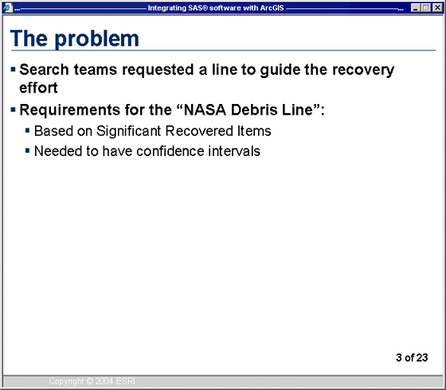The significant recovered items are a set of items that are key to discovering why the Shuttle Columbia went down. The confidence intervals, which you usually use to give a measure of how reliable your predictions are, would be used to define our search area. The smaller the search area, of course, the better our predictions and the easier it would be for us to find the debris.